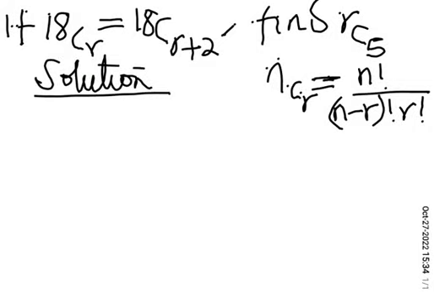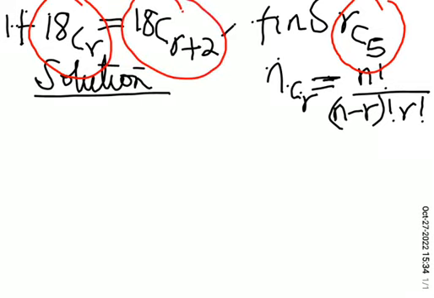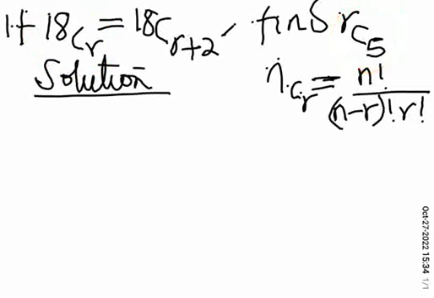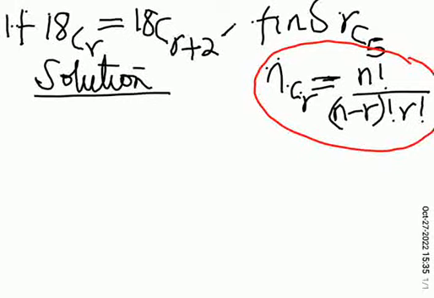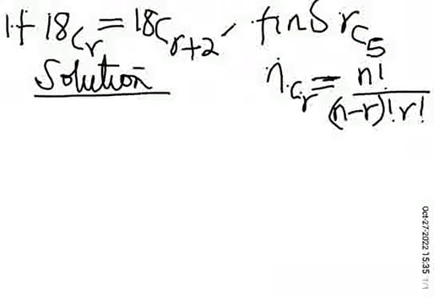We are asked to find the value of R combination 5, given that 18 combination R is equal to 18 combination R plus 2. In order to solve this question, let's recall that the combination of n objects taking R at a time is equal to what? N factorial over n minus R factorial multiplied by R factorial again.